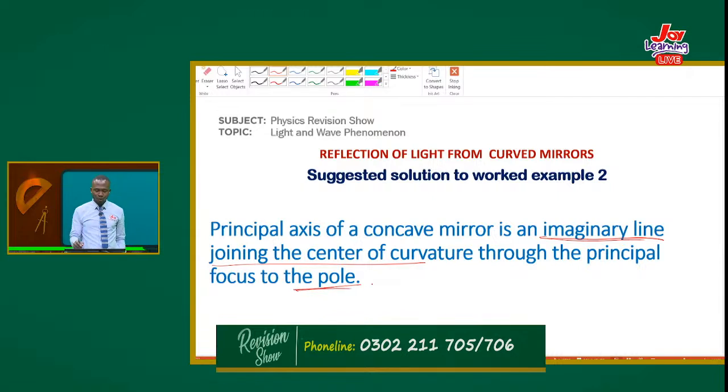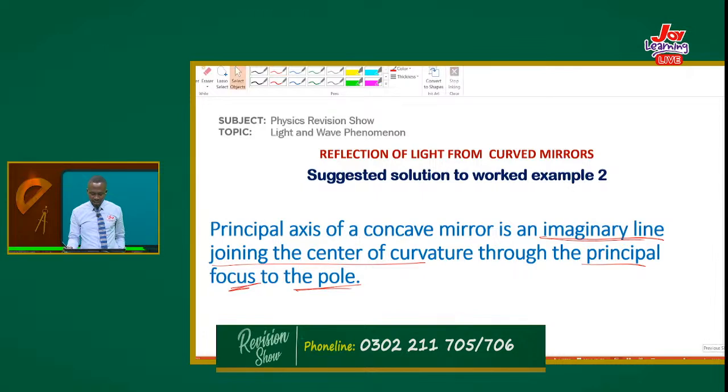It passes through the principal focus, which is F. So it is an imaginary line joining the center of curvature through the principal focus to the pole. So it's an imaginary line that joins the center of curvature to the pole of the mirror, but it passes through the principal focus. That is what we call the principal axis of a concave mirror. We can go ahead and solve the next question.